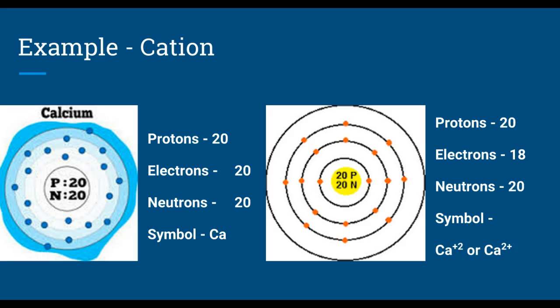When we write an ion symbol, we always want to include the charge, positive or negative, and the degree of that charge, 1, 2, or 3.